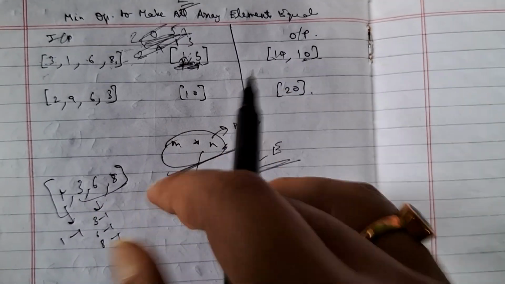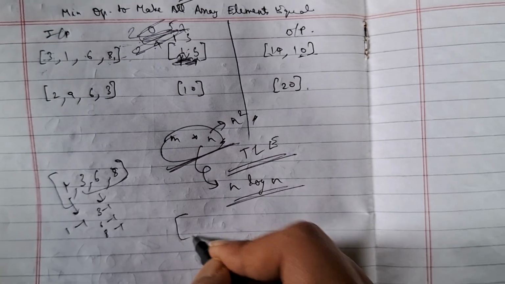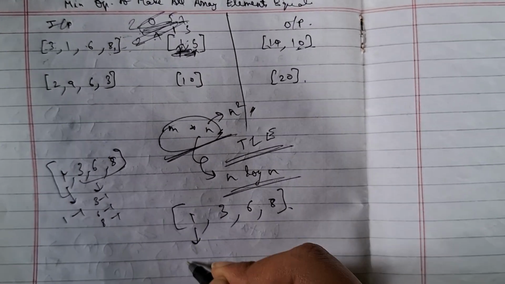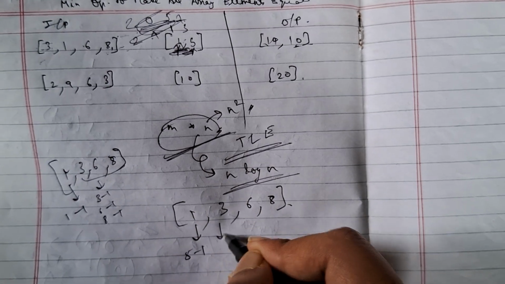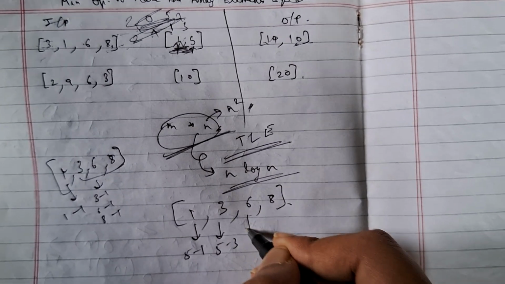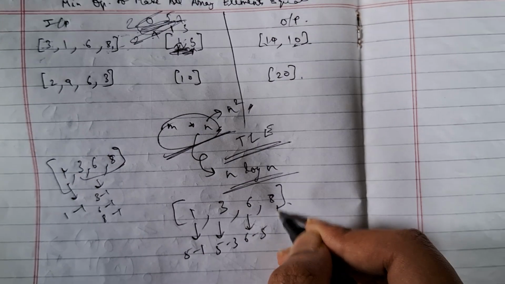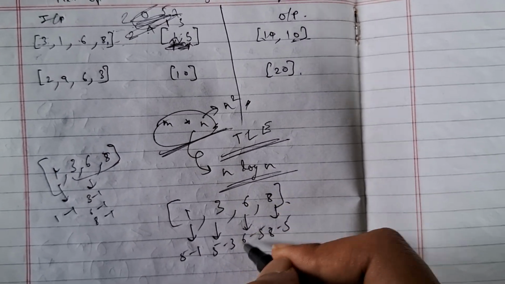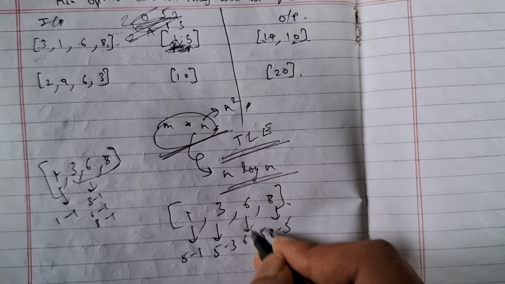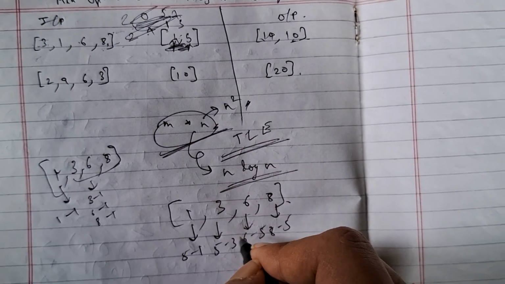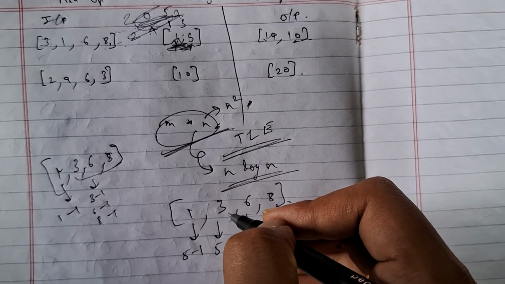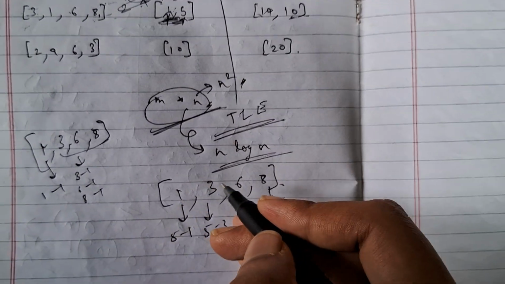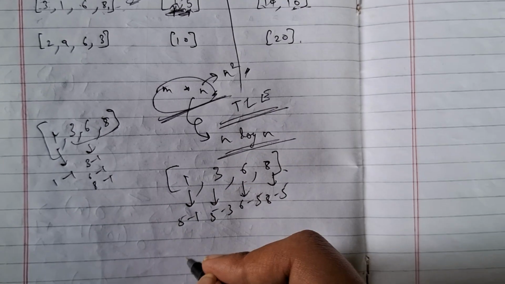Let me take the example of 5 for a better understanding. 1, 3, 6, 8. The absolute difference will be 5 minus 1, for this it will be 5 minus 3, but for this it will be 6 minus 5, and for this it will be 8 minus 5. So for elements greater than 5, we take that element minus 5, and for elements lesser than or equal to 5, we take 5 minus that element. So how can we find it? Very simple approach. You can use a binary search.